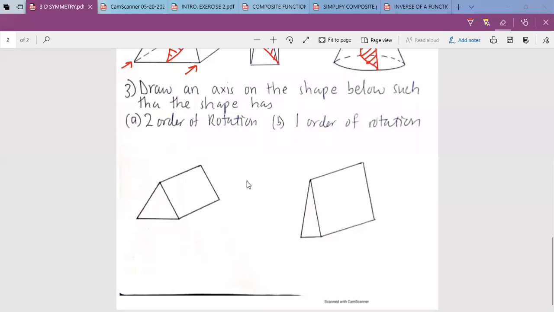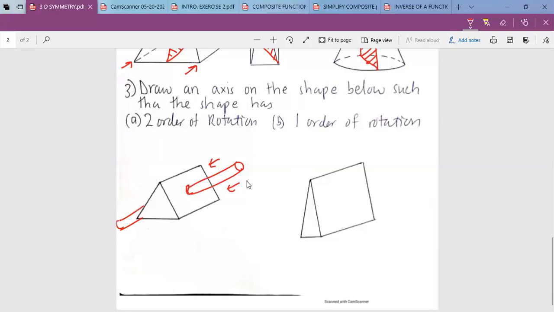So what I do is, I have to go to the other surface here, where there is a rectangle, so I can draw my axis there, where the rectangle is. Why? Because here we have a rectangle. A rectangle has order two, so my axis can pass through there.